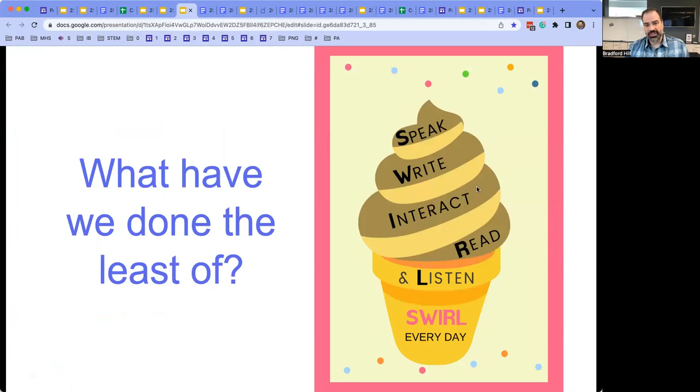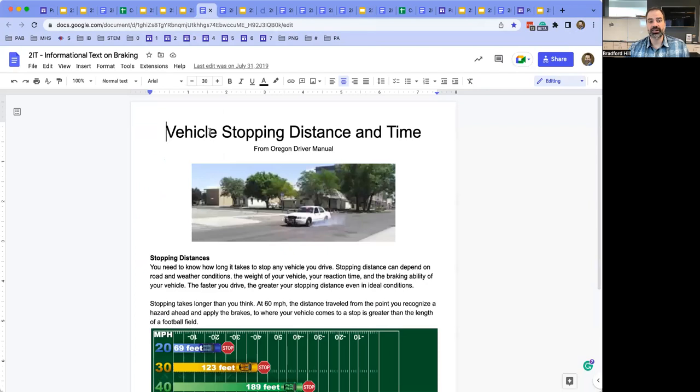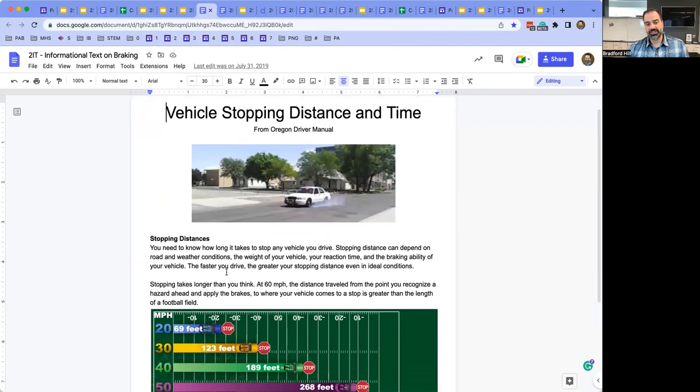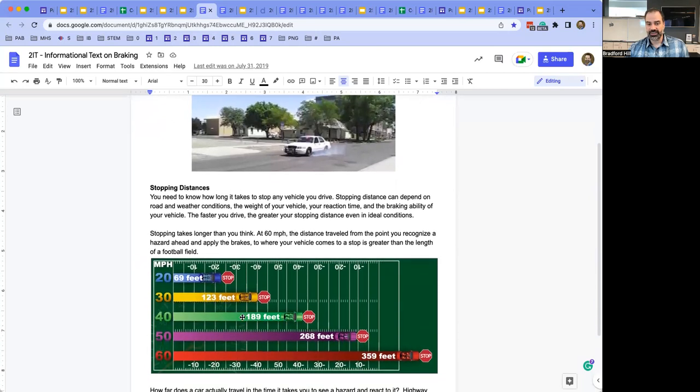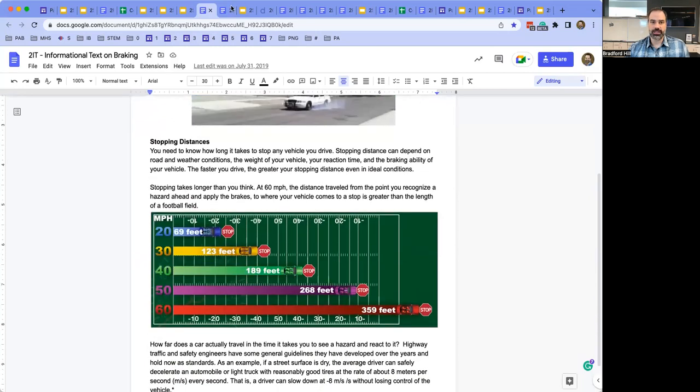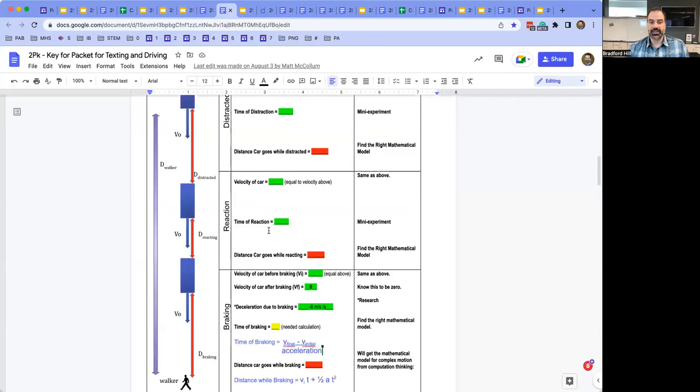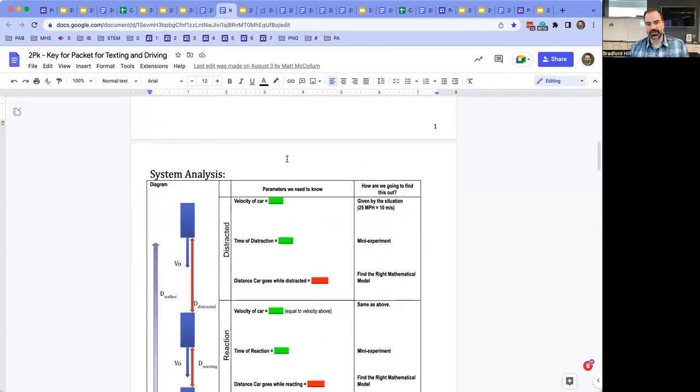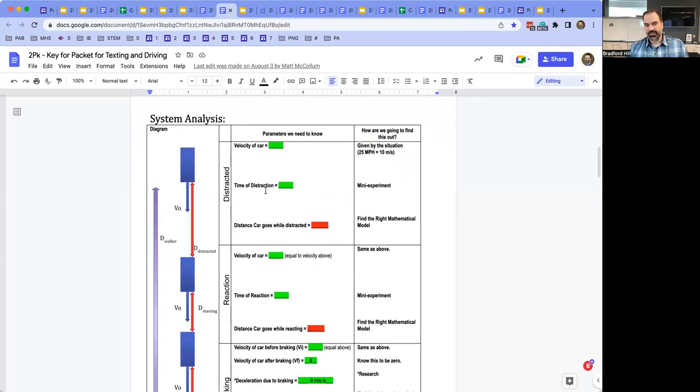All right, so then in our storyline, what haven't we done yet? They've done tons of speaking, writing, interacting, and listening, but they haven't read. And we need to find out how good brakes are. So right from the Oregon Driver's Manual, again, there's text, there's graphics, and there's some key information they have to get on braking.